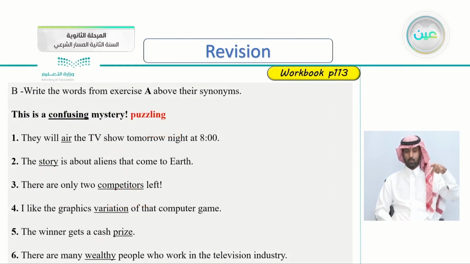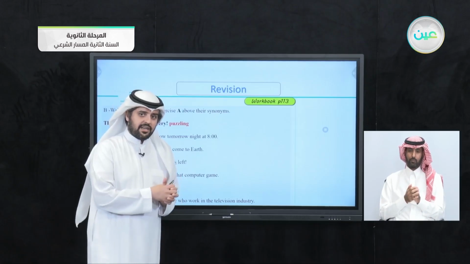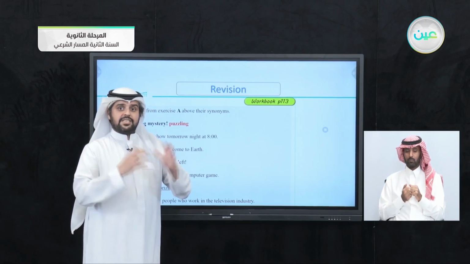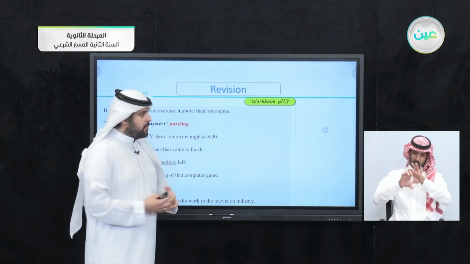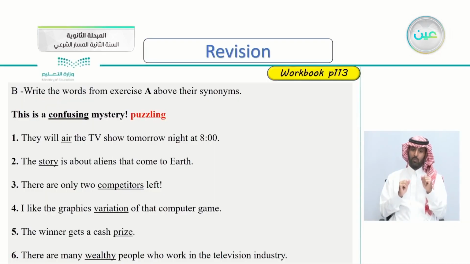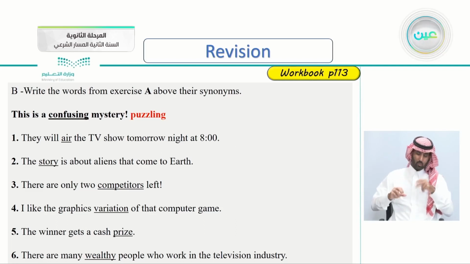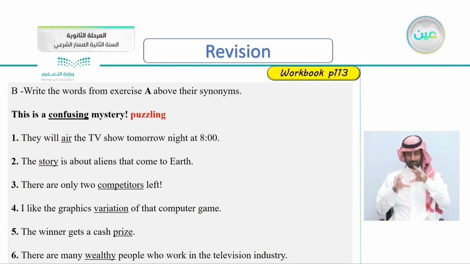Exercise B here. Write the words from exercise A above their synonyms. So in exercise A, the words that we just unscrambled, we will have to give their synonyms. And you see this one, the first one is already done for you. This is a confusing mystery. So the synonym for the word confusing is puzzling.